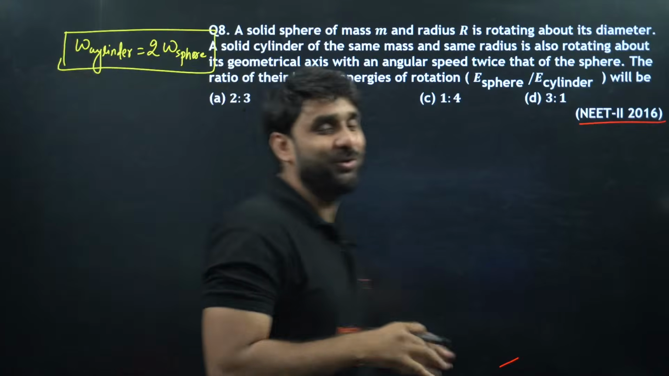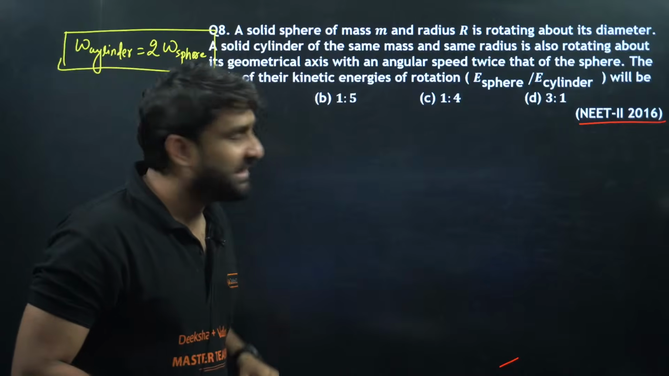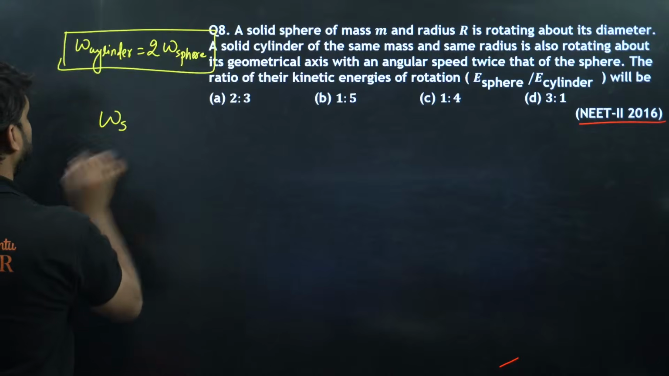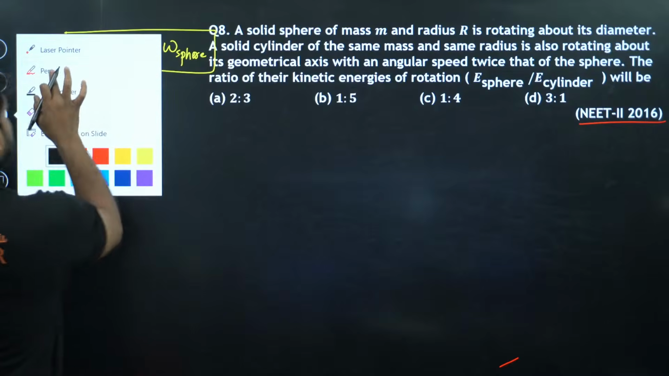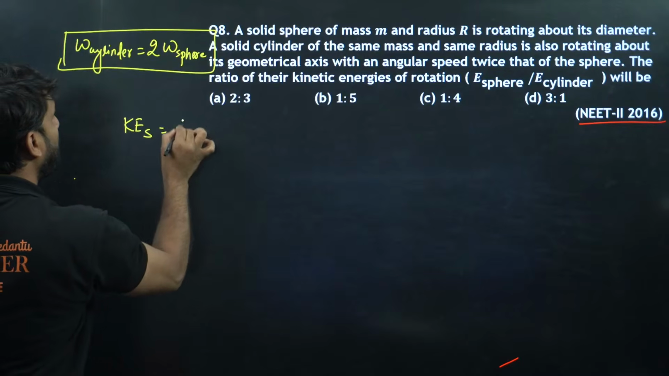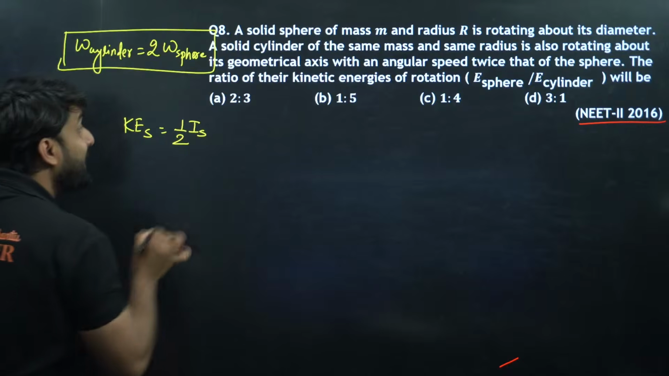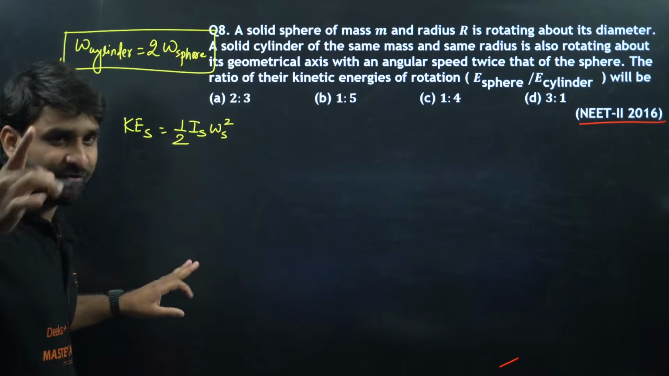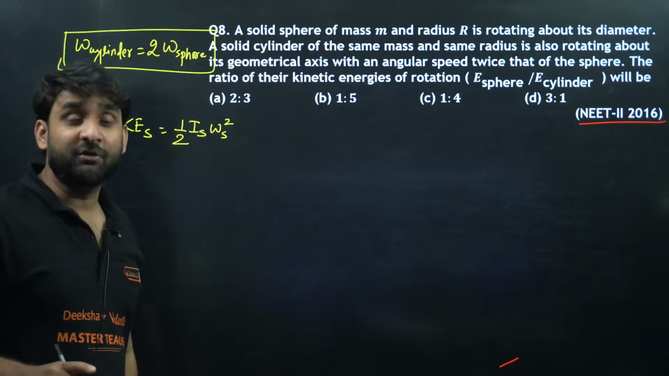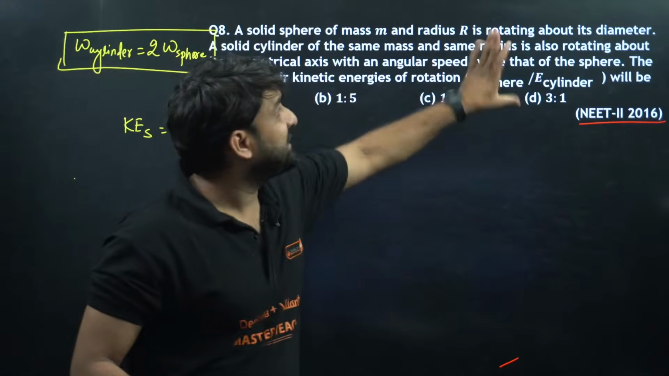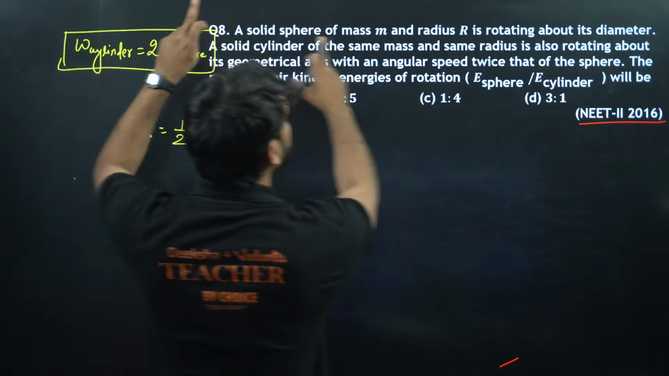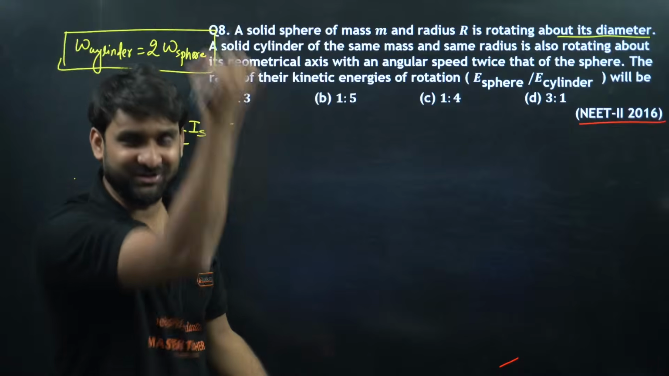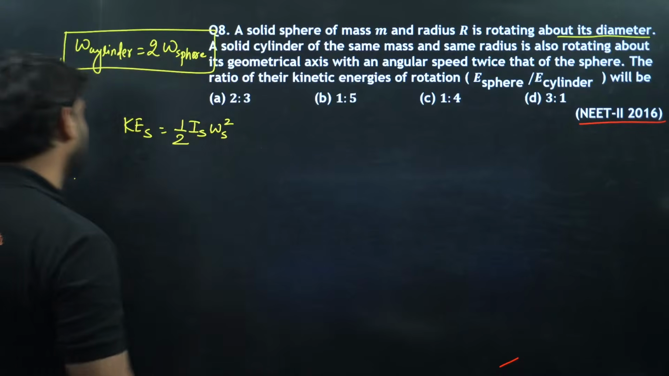So my dear champions, very good question. Do you know the kinetic energy of a sphere? Everyone knows. If we write here the kinetic energy of the sphere, it will be equal to half I of sphere and omega of sphere whole square, right? The moment of inertia of the sphere, but you cannot write the moment of inertia directly as 2 by 5 mr square, because you have to focus on the condition also, how the sphere is rotating. The sphere is rotating about its diameter, which means the axis of rotation is passing through the center, which is the same 2 by 5 mr square. So let's write it first.